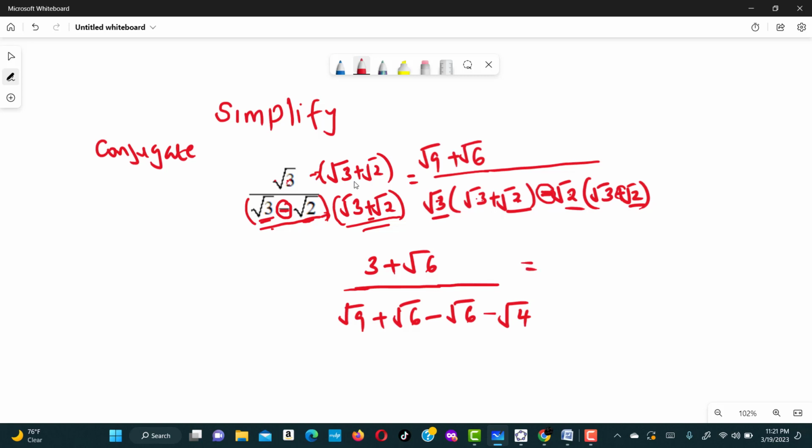So what we are going to have in the numerator will remain the same, but now we try to simplify here. The square root of 9 will be 3. Here in the middle, it's going to be eliminated. The square root of 6 minus square root of 6 is 0. So we eliminate that. And then minus the square root of 4 is the same as minus 2. So 3 minus 2 will be 1. And the final answer therefore will be 3 plus the square root of 6.